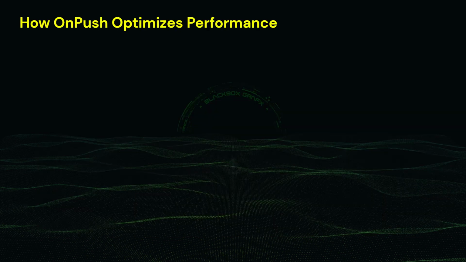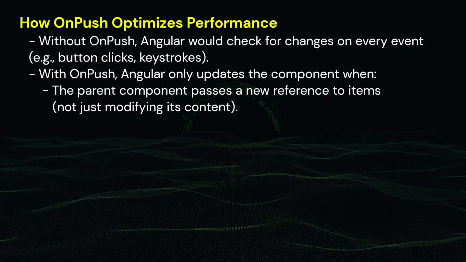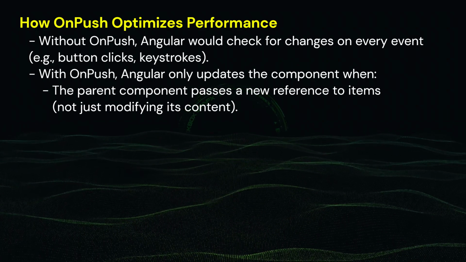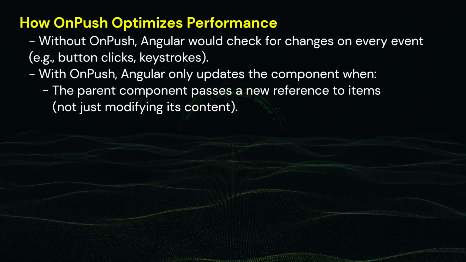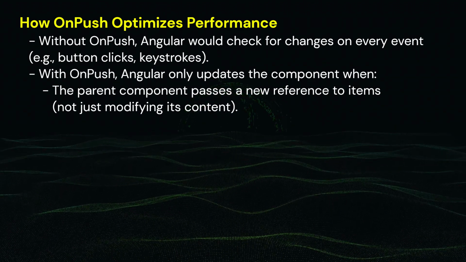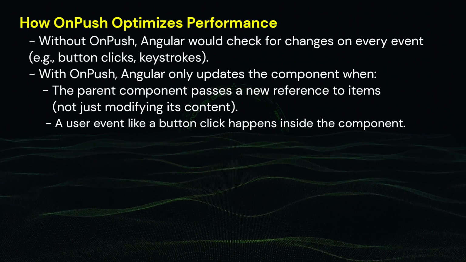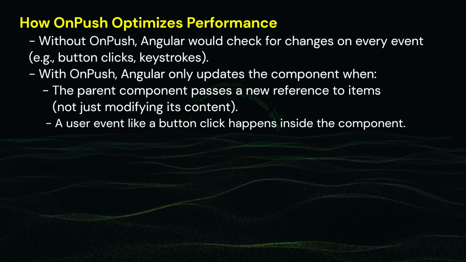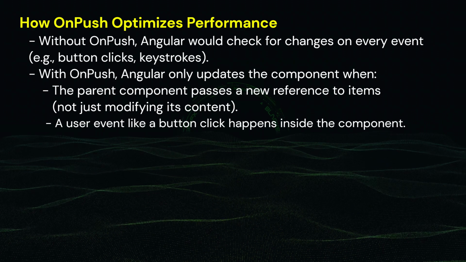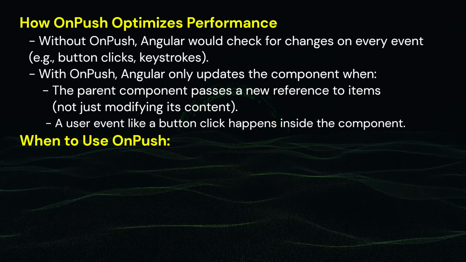Now let's see how OnPush change detection optimizes performance. Without OnPush, Angular would check for changes on every event, for example, button clicks, keystrokes. With OnPush, Angular only updates the component when the parent component passes a new reference to items, not just modifying its content, or when a user event like a button click happens inside the component. Hope you understand it.